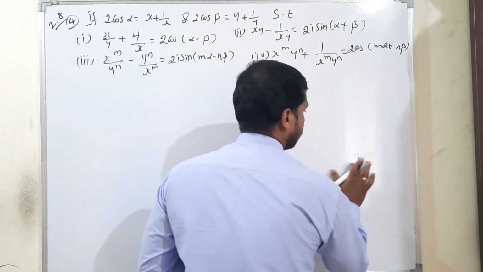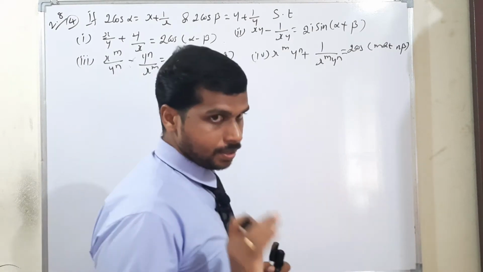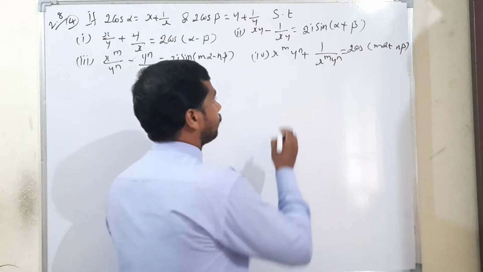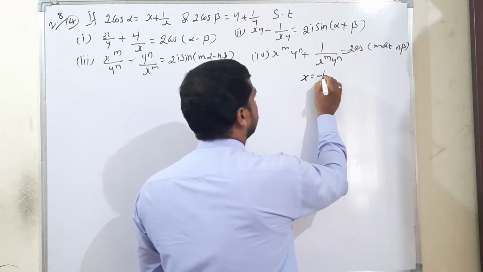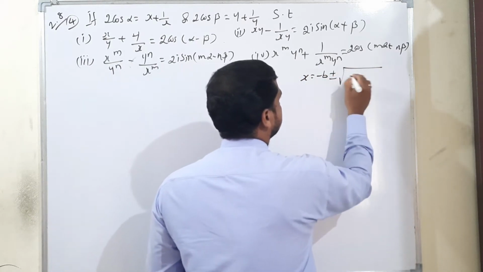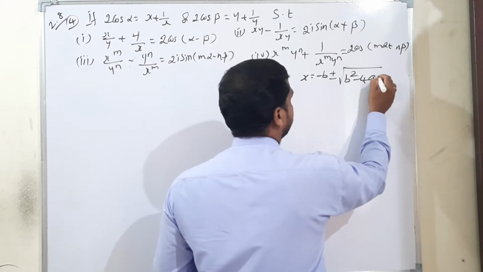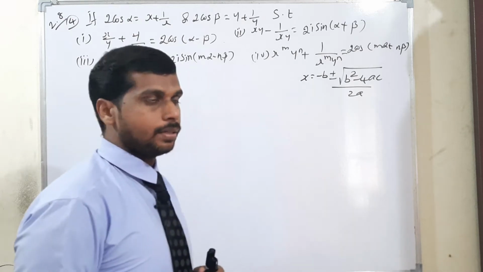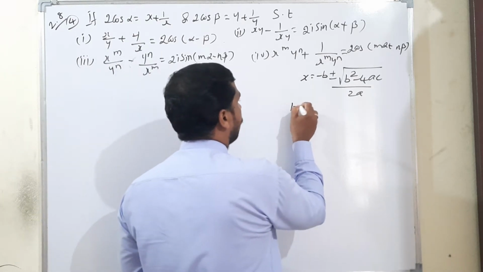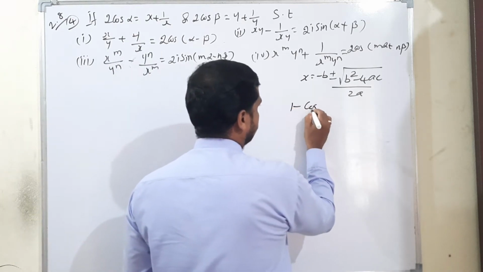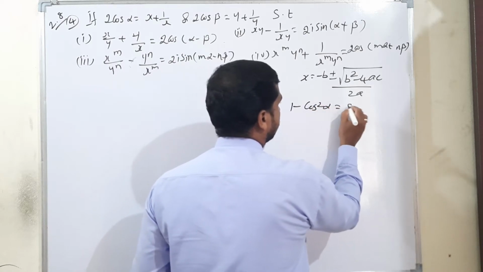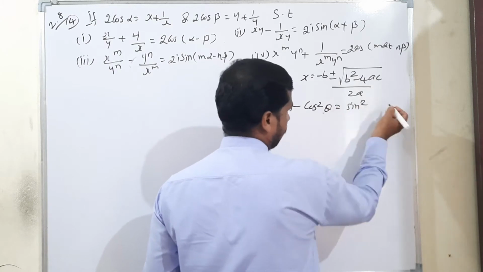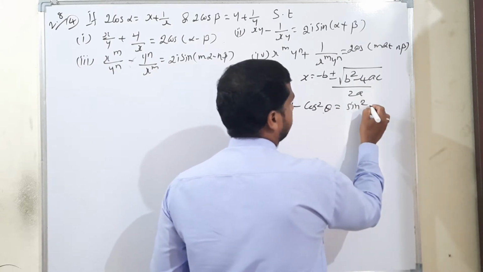Before moving to the condition, you have to understand 5 important points, meaning the basic formulas. The first one, the basic quadratic formula: x is equal to minus b plus or minus square root of b square minus 4ac divided by 2a. Then the second one, the basic identity: 1 minus cos square theta is equal to sin square theta.